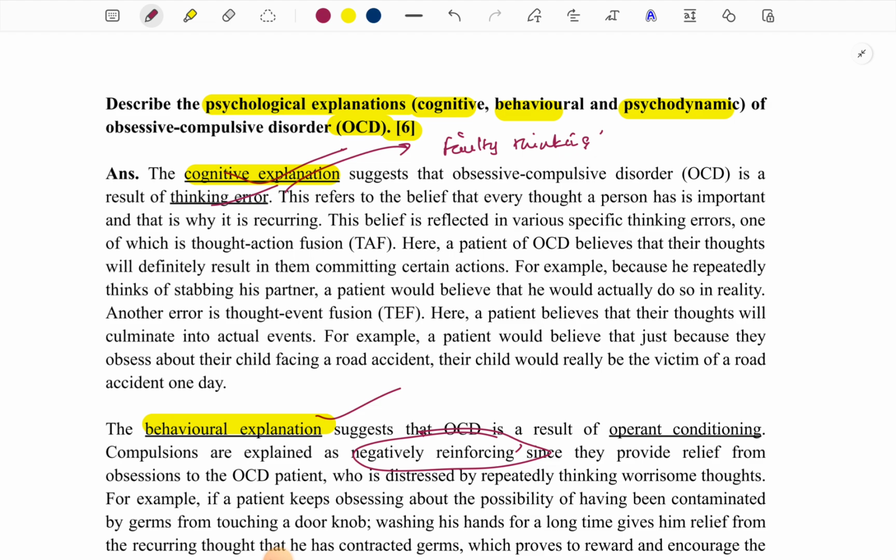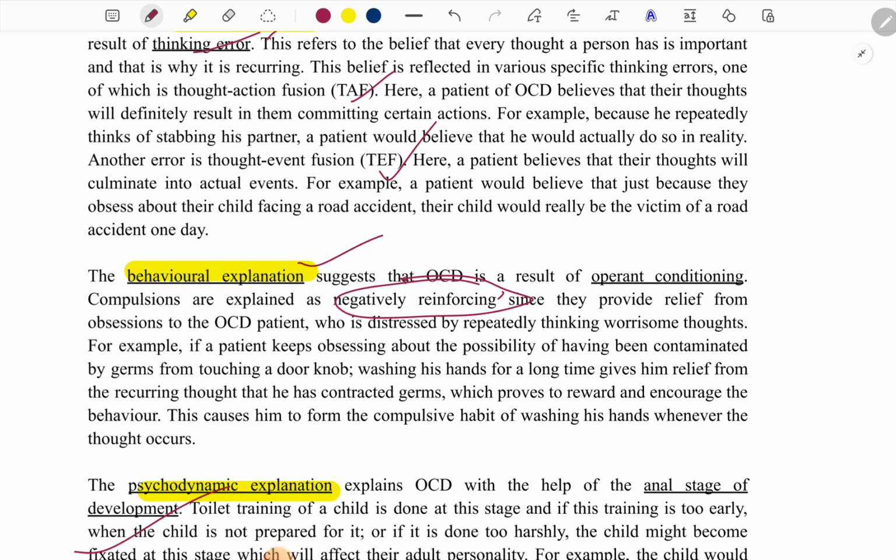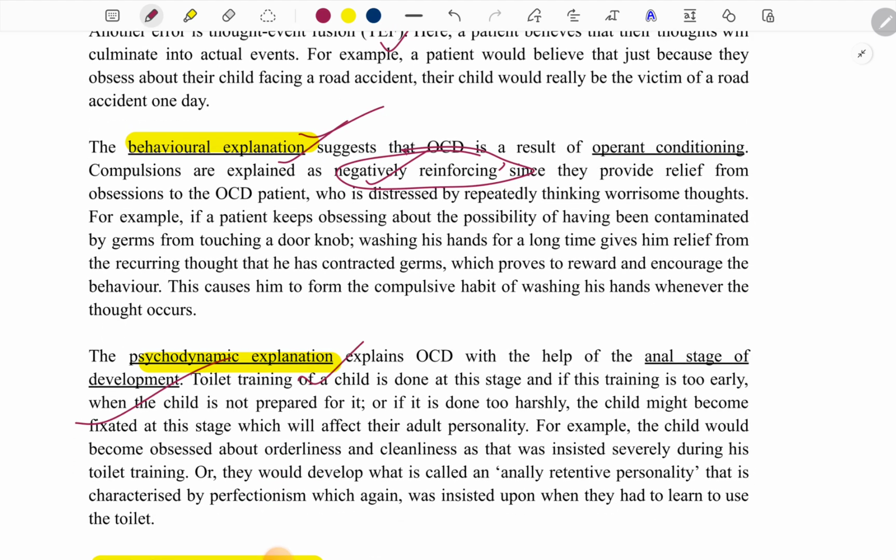Otherwise, what is the difference between you, who is a student of psychology, and someone who's casually talking about how people's thinking is different when they have OCD? So you have to show that you're a student of psychology, you know psychological terms. Other terms under cognitive explanation are thought action fusion, thought event fusion. In behavioral explanation, a relevant term is negative reinforcement, which you need to explain. In psychodynamic explanation, anal stage, toilet training, these are key terms that you have to use.